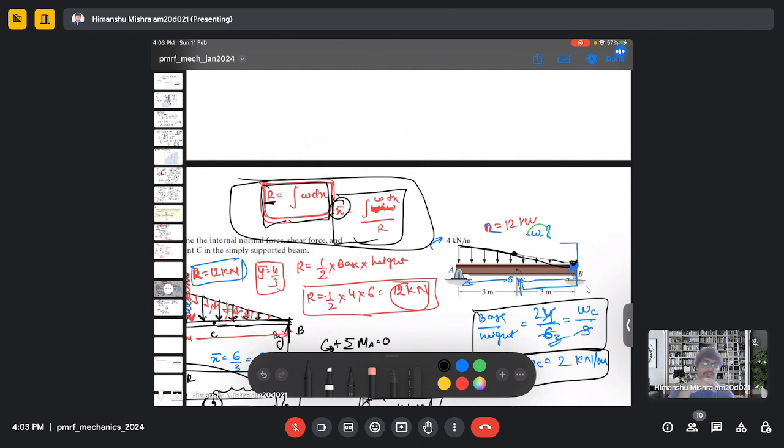Because force is decreasing as we're moving in the horizontal direction.